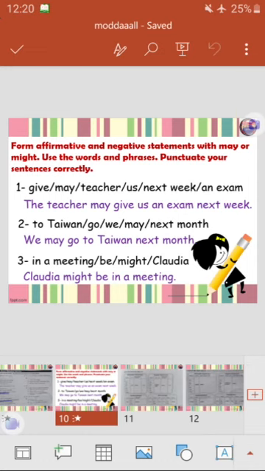Number 3, again, start with the subject, which is Claudia. Then the modal verb, which is might. Then the base form of the verb, which is be. So it will be, Claudia might be in a meeting.